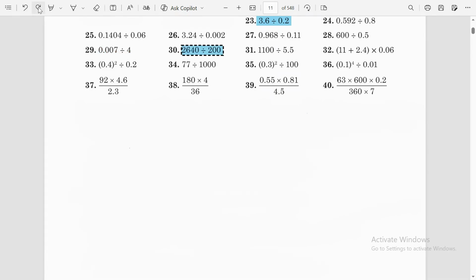We can directly divide 2640 by 200, or we can first simplify it. We'll cut the zeros from the denominator and the numerator. 264 divided by 20. Now we can divide both the numbers by 4, and we get 66 divided by 5, which we cannot simplify further, so we divide. And we get the answer. This is done. We have to put a decimal. This is 13.2.